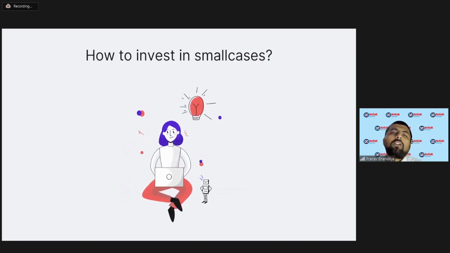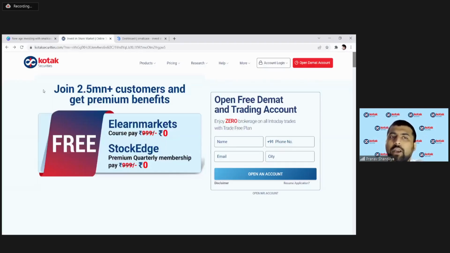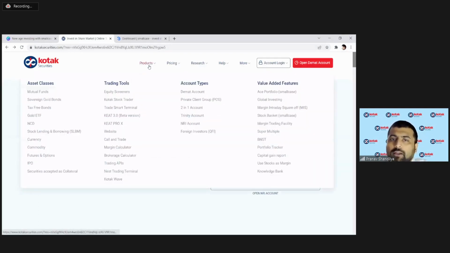So now, moving on to one of the exciting parts: how do I, as the client, or how do we, as users, go ahead and invest in smallcases using our own Kotak Securities trading and demat account? To do this, first we'll have to head over to the Kotak Securities main portal, that is kotaksecurities.com. Over here, if you head over to Products, you will see something called Value Added Features. Under Value Added Features, you will be able to see ACE Portfolio, in brackets smallcase, and you will also be able to see Stock Baskets over here.